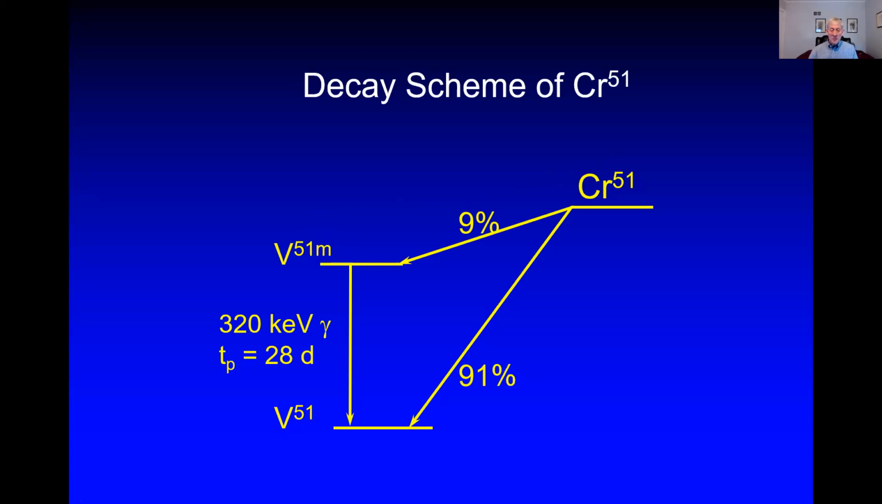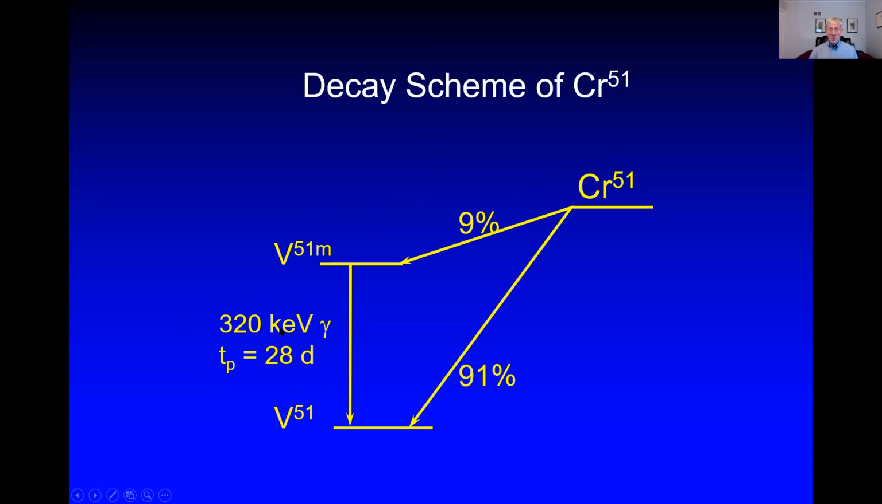And look what it does. It drops from the metastable state to the ground state. This vertical line down is a gamma. That mode of decay is isomeric transition. And here are the energy and the half-life.